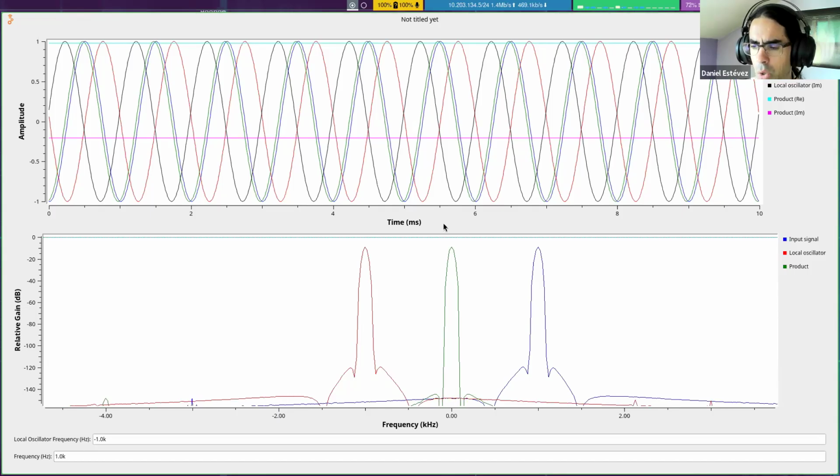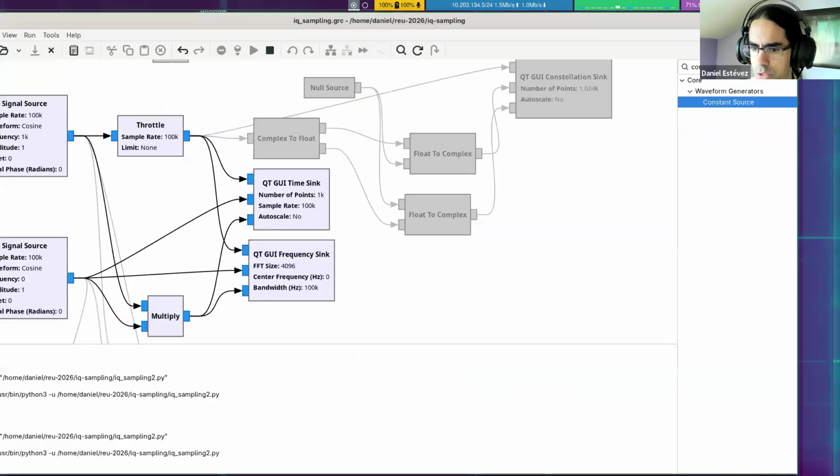Okay, questions about this example? Great. Then what's next?